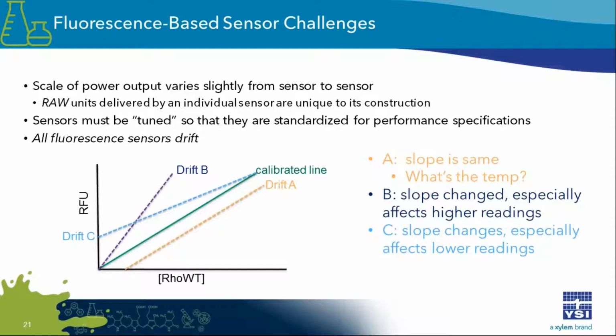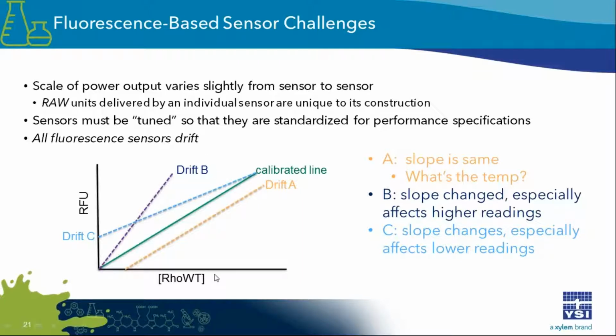Now, all fluorescence-based sensors do come with some challenges. And this is universal. This is not just a YSI thing. This is an everybody thing, because the scale of power output will always vary slightly in the electronics from sensor to sensor. There is a unit that reveals this, but generally users are advised not to read the raw units. We generally use those for troubleshooting and tech support. So in the factory, the sensors are tuned so that they're standardized to meet our performance specifications that I just showed you. But the thing that everybody needs to be aware of is that all fluorescence sensors drift.